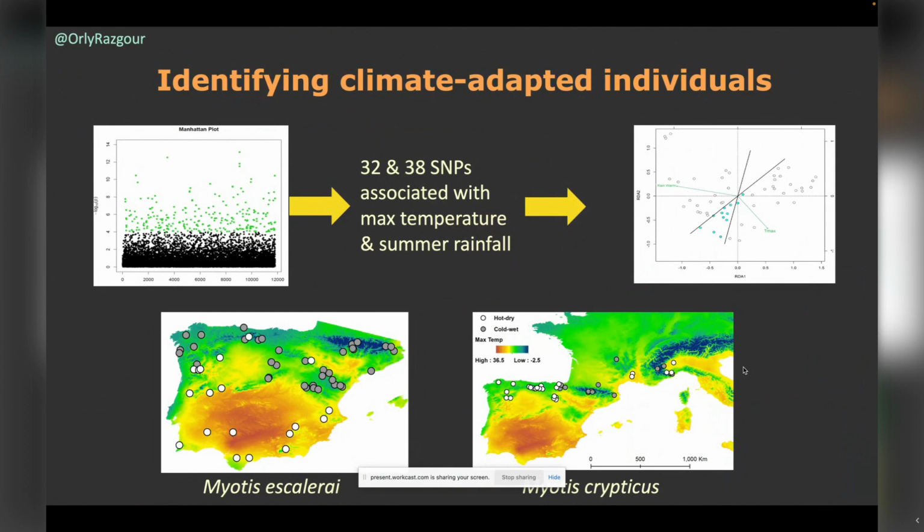Then what we did, we plotted the individual bats across the ordination space based on where they fall relative to those two environmental conditions, based on their genetic makeup in those genomic regions that are associated with these climatic conditions. And we divide our individuals into those that are associated with hot and dry conditions, here in white, versus those that are associated with cold and wet conditions in grey. And these are the individual distributions for the two bat species.